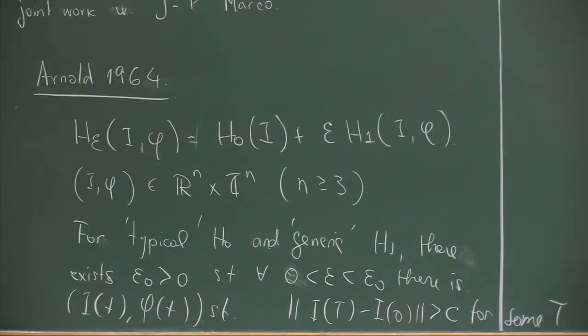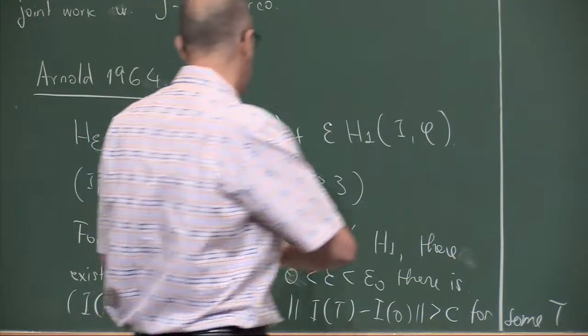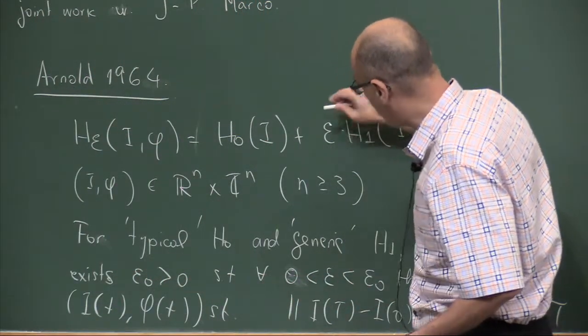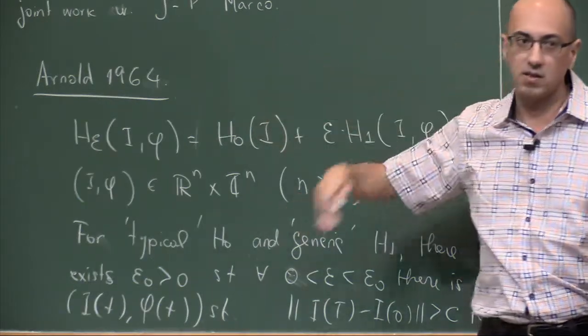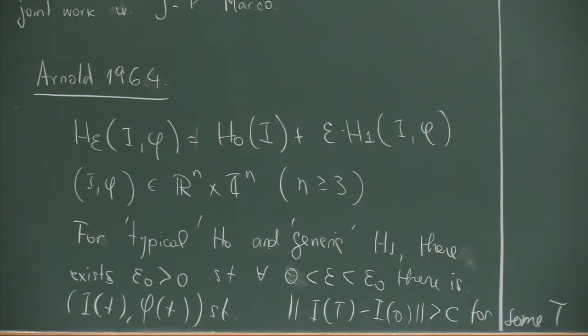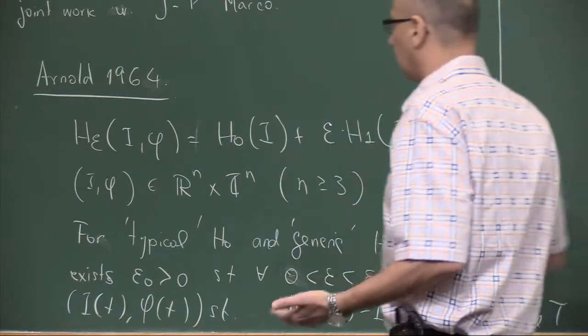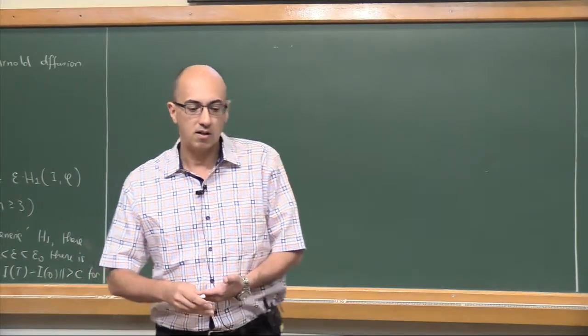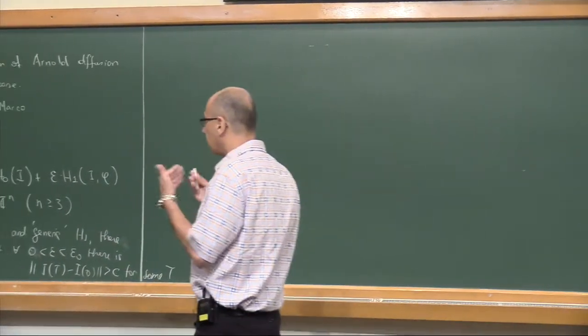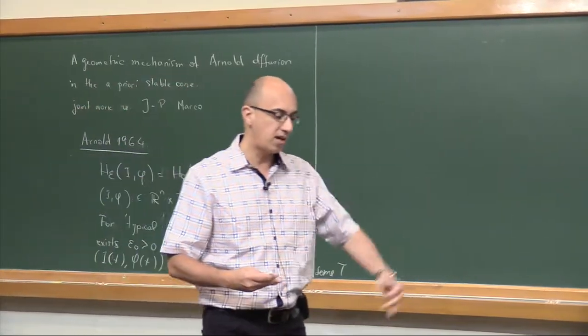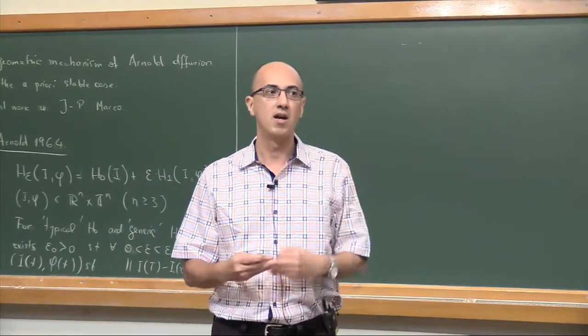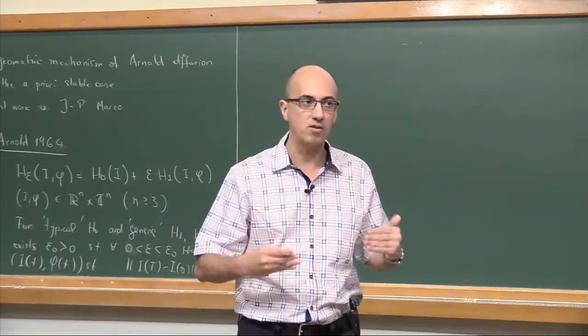So if epsilon is equal to zero, so this is the perturbation, and epsilon is the size of the perturbation, your original system is an integrable system, so it can be written in terms of the action coordinates only, and the phase space is foliated by invariant tori, and each torus corresponds to an action level set. In the integrable case, if you start at some action level set, you are going to stay on that action level set forever. So you have stability over infinite time.